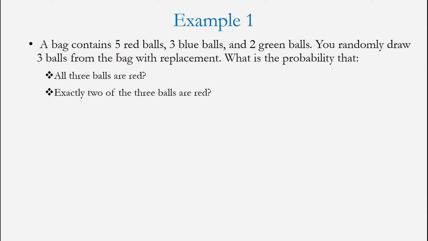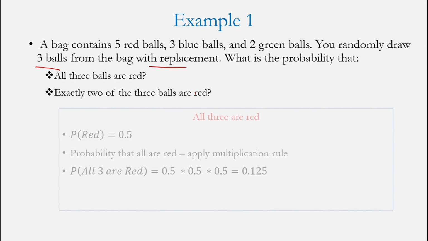So let's finish up this episode with an example. We have 5 balls, 3 blue balls and 2 green balls, and you randomly draw 3 balls from the bag with replacement. Take note of that. Find the probability that all balls are red, and then that exactly 2 of the 3 balls are red. You can pause the video to attempt the example, then come back after you've found the solution.